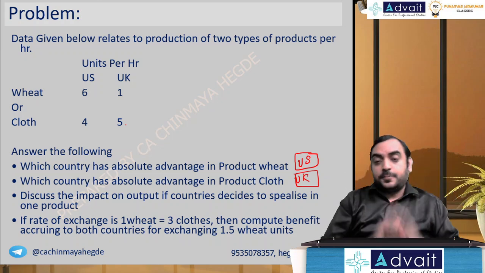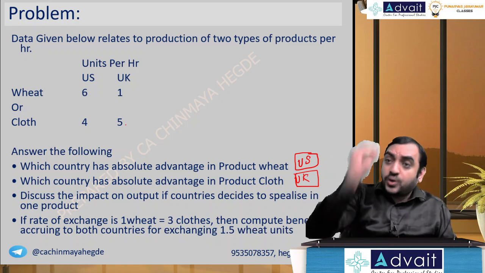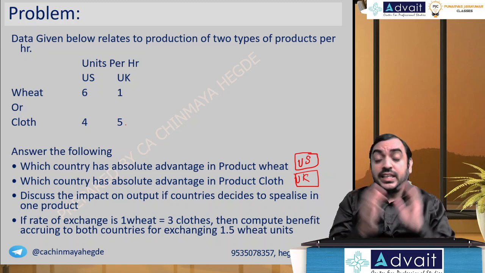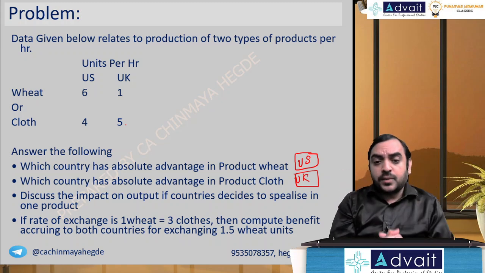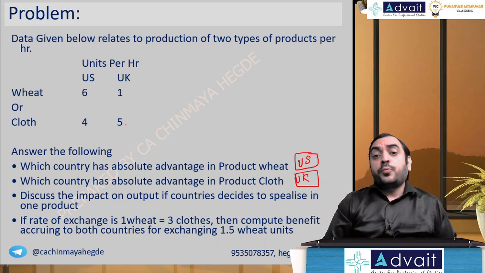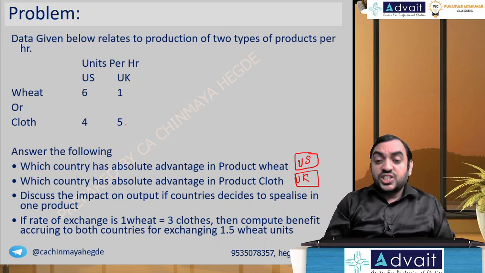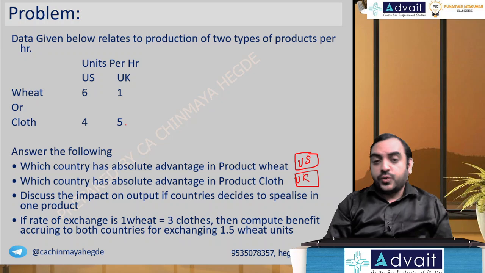You produce only wheat. Now UK is good in cloth, so UK should produce only cloth. They can maximize their efficiency through specialization. Then they can exchange. US wants some cloth and UK wants some wheat. So ultimately, the overall production will increase. I'll show you how. Discuss the impact on output if countries decide to specialize in one product. If the rate of exchange is 1 wheat is 3 cloths, then compute the benefit accruing to both the countries for exchanging 1.5 wheat units.